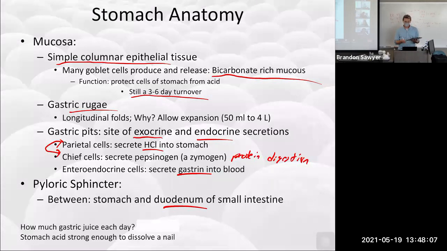Okay, so there's an incredible amount of juice that the stomach produces every day. It's somewhere around 3 liters of juices. Okay, that's a lot, right? And then stomach acid, we saw it dissolve a cheeseburger. It could also dissolve a nail if we leave a nail in there long enough. So it's an incredibly caustic chemical that's inside of us at all times.